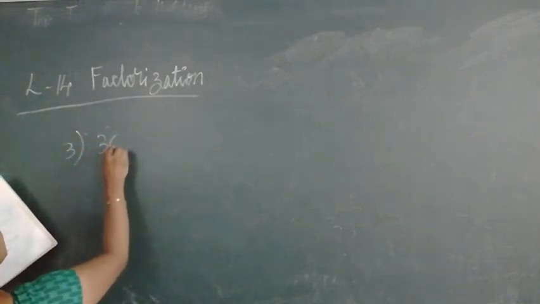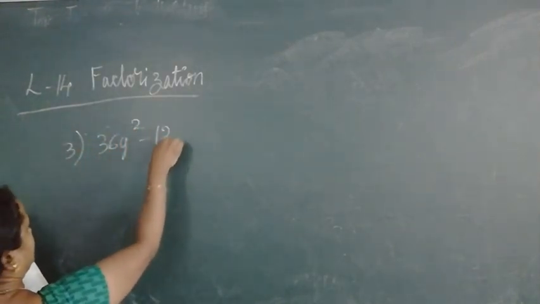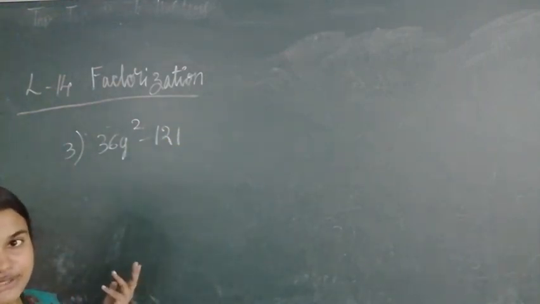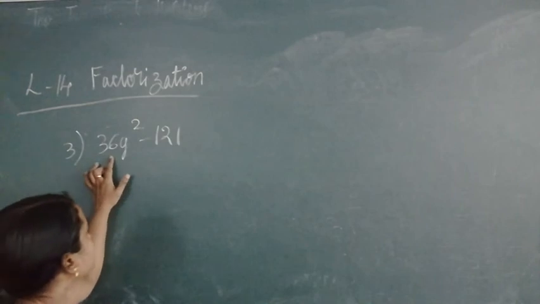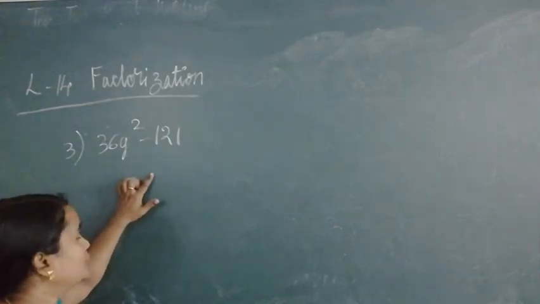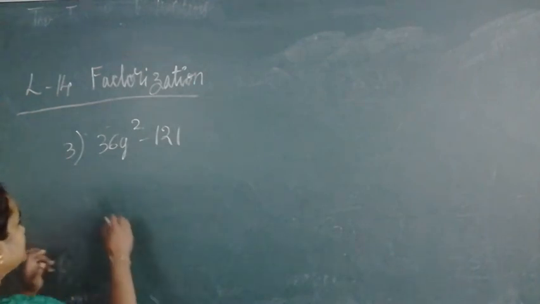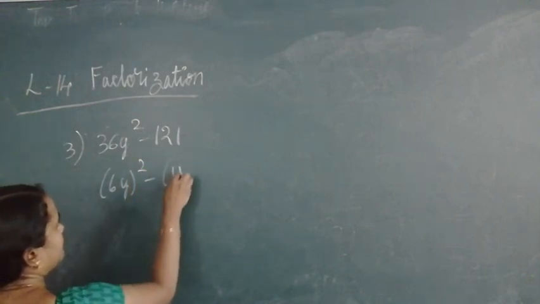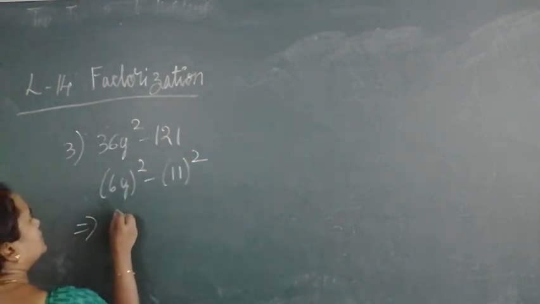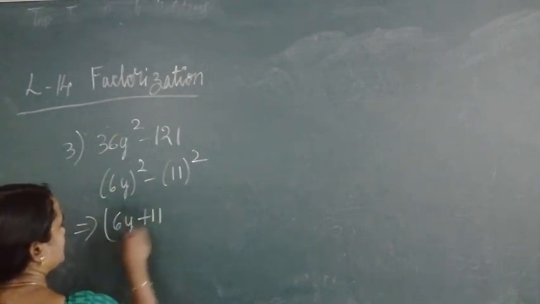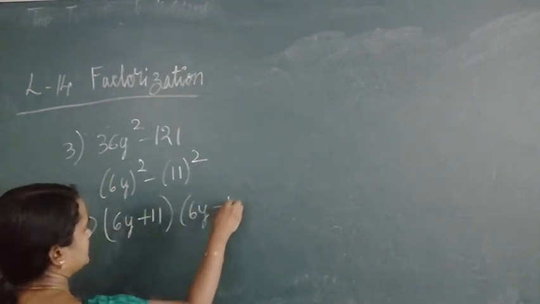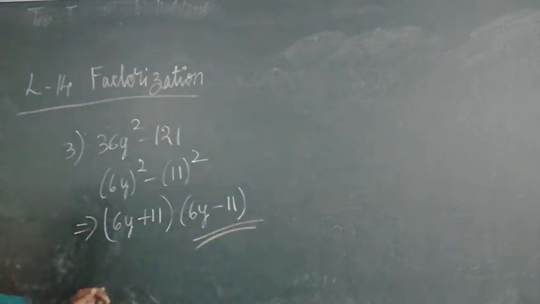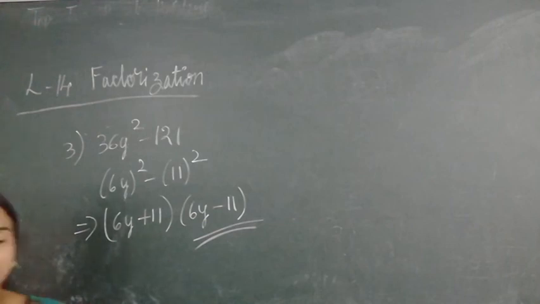Third question is 36y square minus 121. So children, both are squares, by seeing only we will understand: 36 means 6 6s are 36, 121 means that will be 11 11s. That means we are getting here 6y square minus 11 square. That means 6y plus 11, 6y minus 11. This will be the answer. Okay. And the fourth one will be the homework to you.